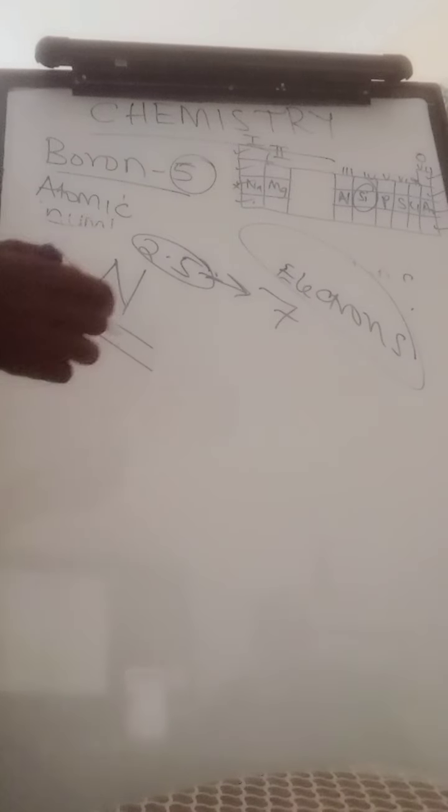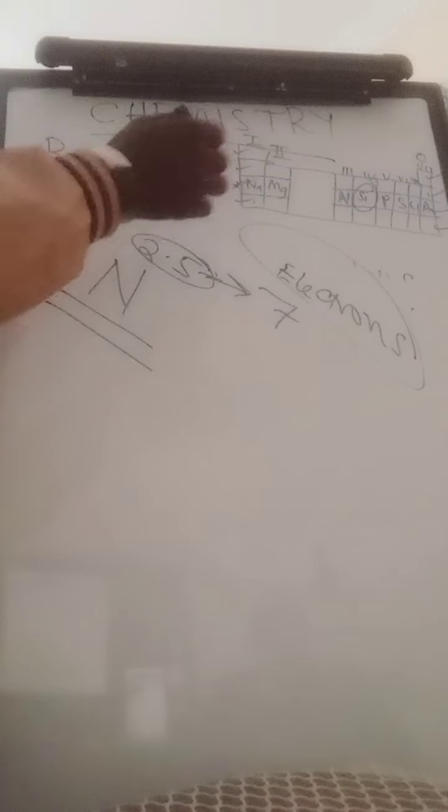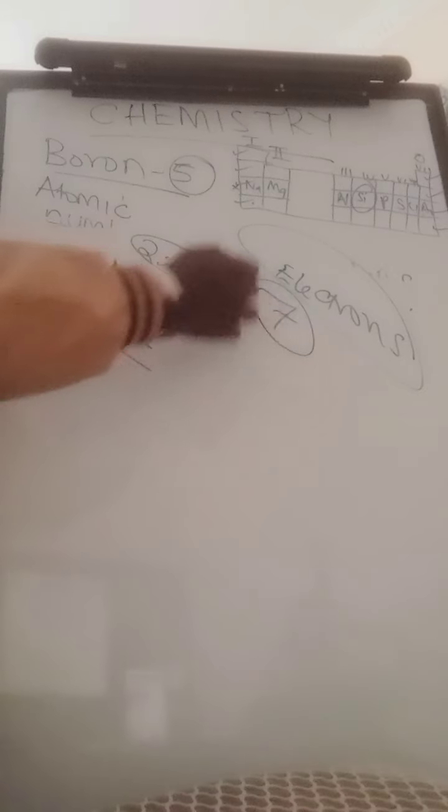So 2 to 5, that is nitrogen, isn't it? Because if it has an electronic configuration of 2 to 5, that means it's actually going to have 7 electrons. So use the electrons to actually write what we call the electronic configuration. So if it is 2 to 5, that means 2 plus 5 is 7. So the electronic configuration is 2 to 5, so the number of electrons is 7.